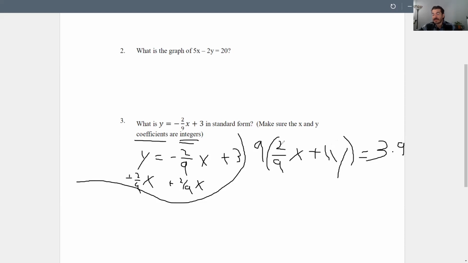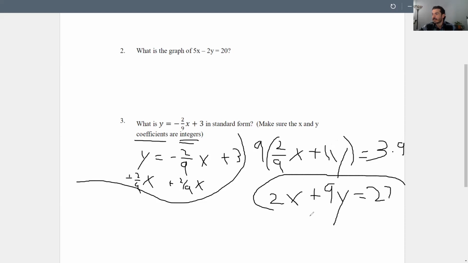Okay, so what's 9 times 2/9? Well, the 9s are going to go to 1. That's by design, but I'm still left with the 2. What's 1 times 9? 1 times any number is the other number. So that's 9y. And then 3 times 9 is 27. And that's it. You're done.